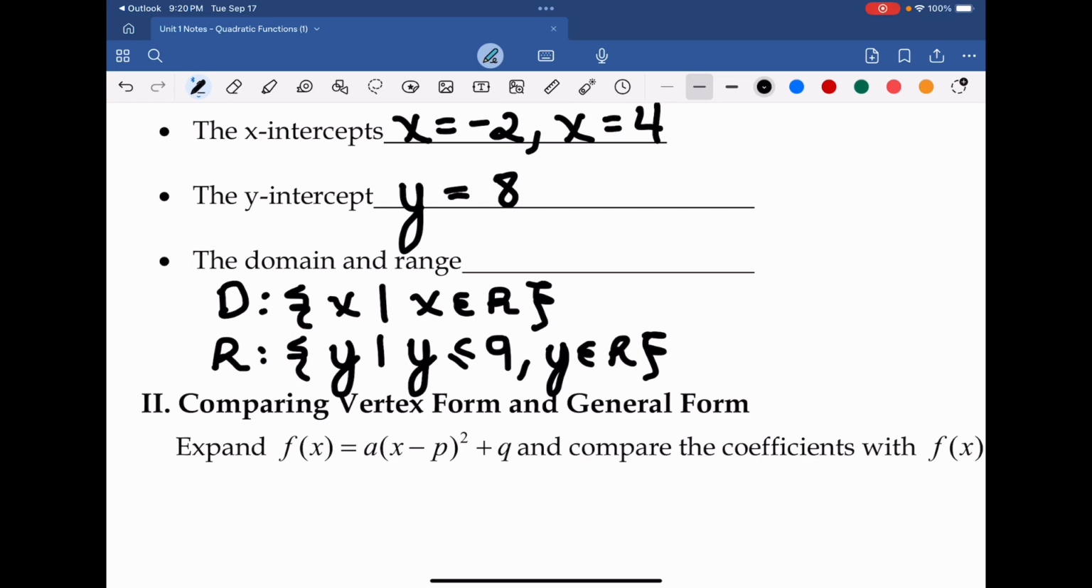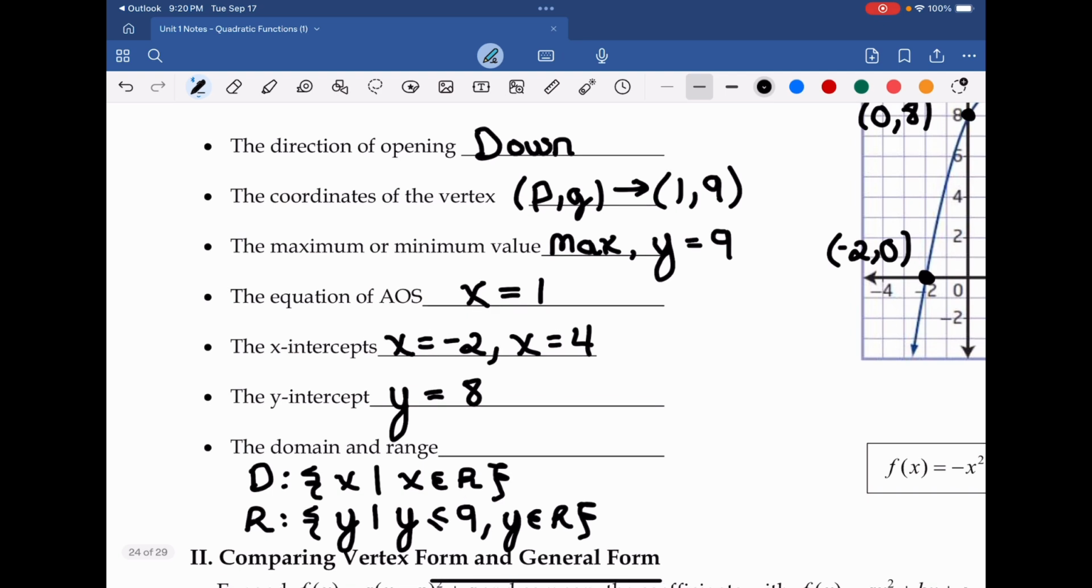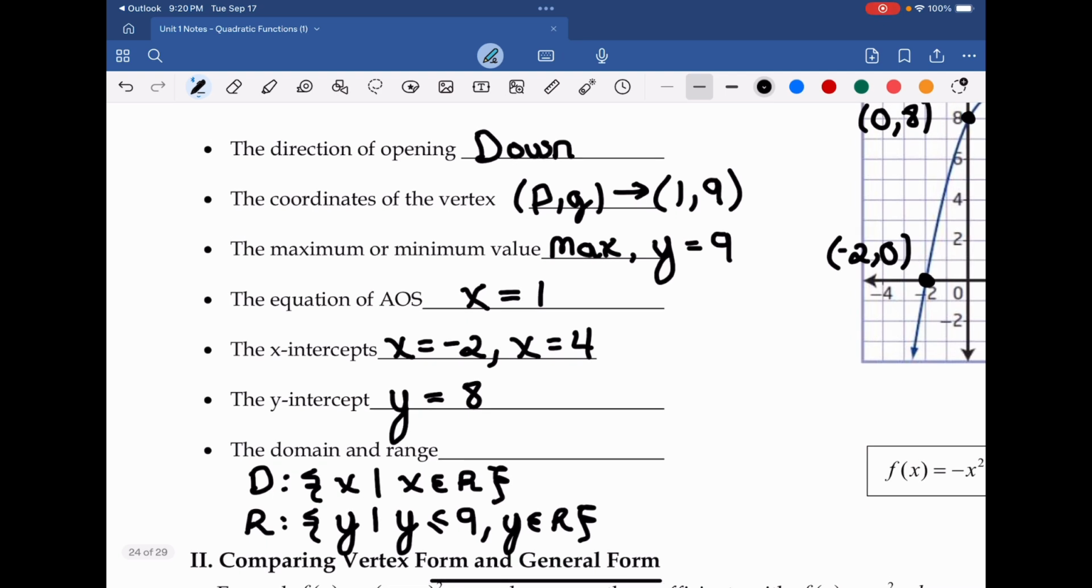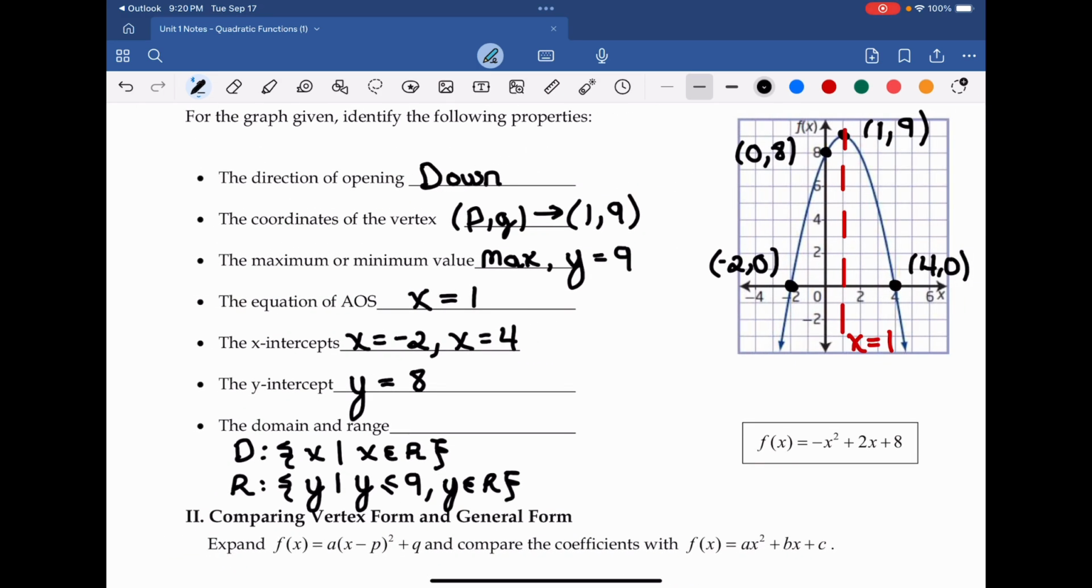Okay, so now we have all these elements: domain, range, we have our x and y intercepts, we have our equation of the axis of symmetry, direction of opening, vertex, max or min value. This can all come together very easily because when we're given the visual, it's just identifying them and putting the specific points into action here.